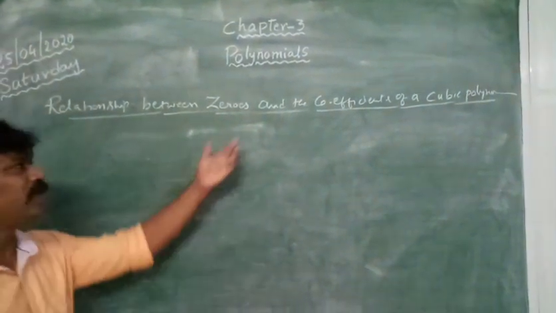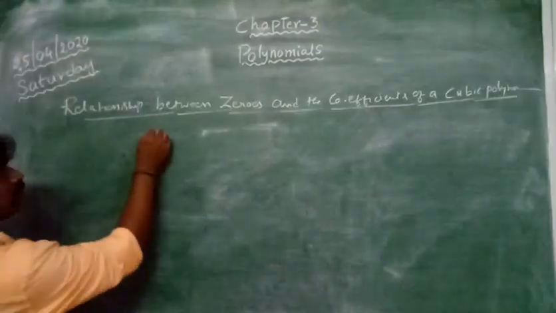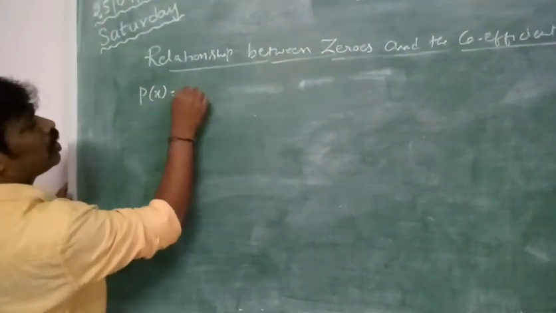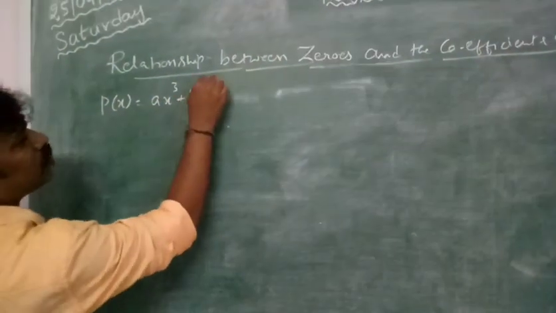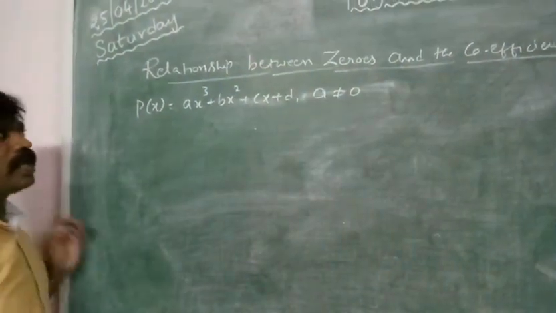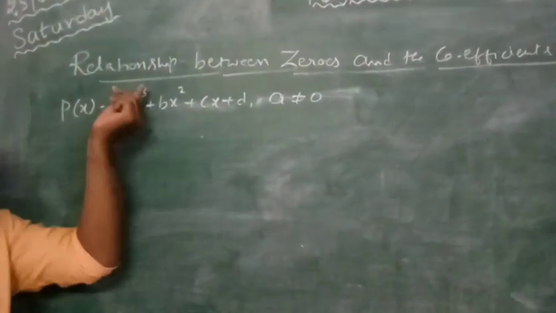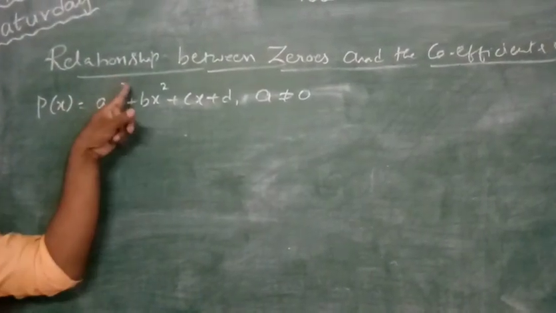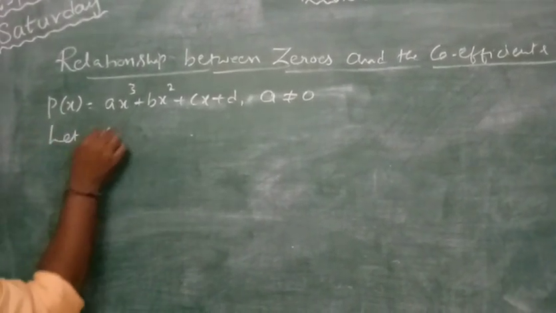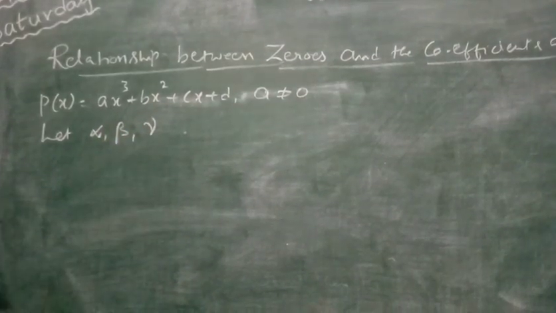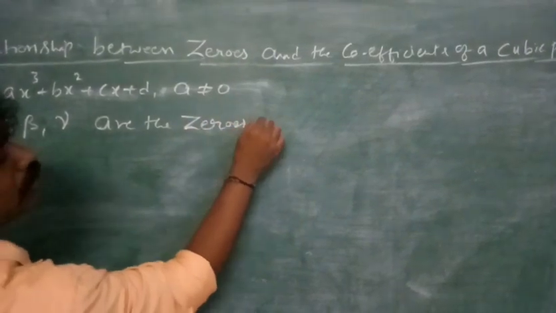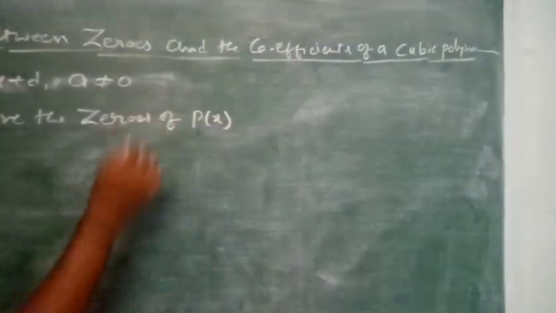Now the cubic polynomial. We know that the general form of a cubic polynomial is p of x is equal to ax cube plus bx square plus cx plus d, where a is not equal to 0. And we also know that the number of zeros depends on the degree of the polynomial. Here the degree is 3, so we get 3 zeros. Let alpha, beta and gamma be the zeros of the given polynomial p of x.